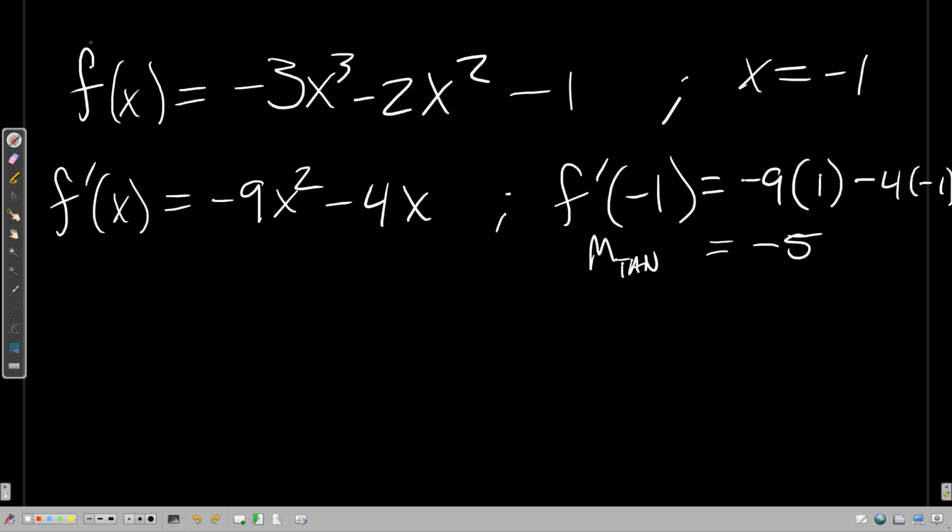But I still need to know what the point that the line goes through is, because right now all I know about the point that that tangent line goes through is that it's minus 1 comma who knows. All I know is that it's f of minus 1, but I can't be lazy. I have to actually figure out what f of minus 1 is. Okay, so that's going to be 3 minus 2 minus 1. 3 minus 2 minus 1, that's 0.